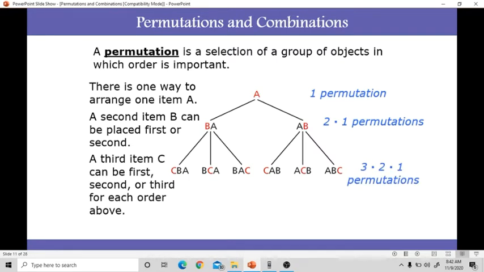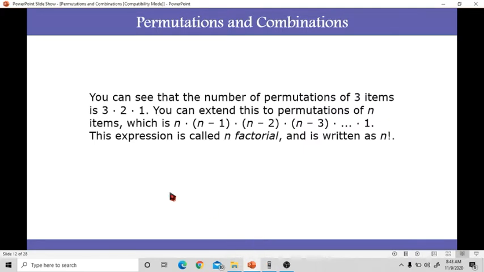A third item C can be first, second, or third for each order at the right. Okay, dito, if we arrange letters A, B, and C, 6 na arrangement yung magagawa natin: CBA, BAC, BCA, CAB, ACB, and ABC. You can see that the number of permutations of 3 items is 3 times 2 times 1.